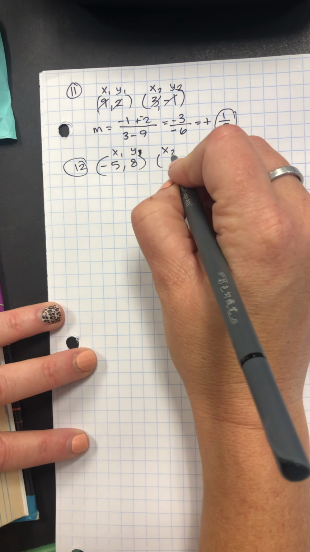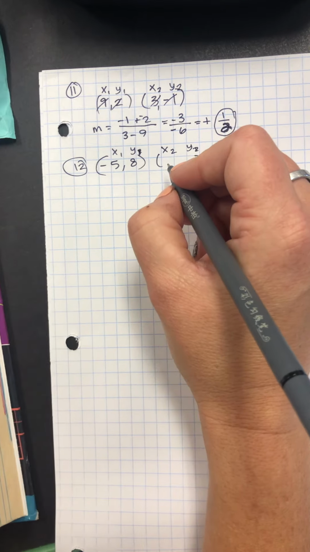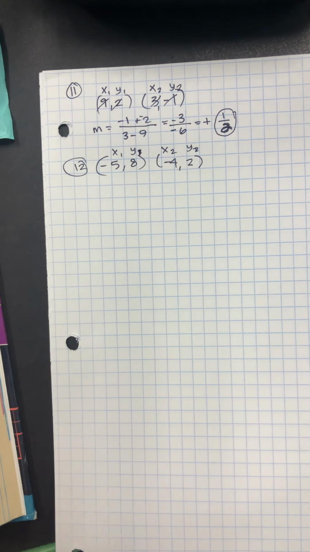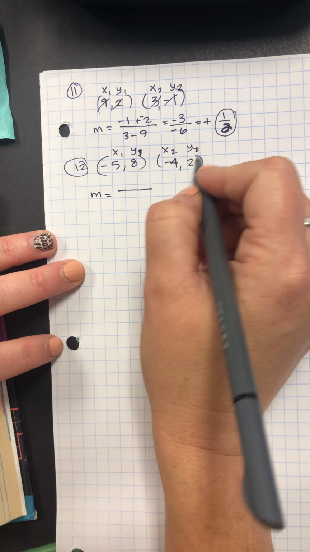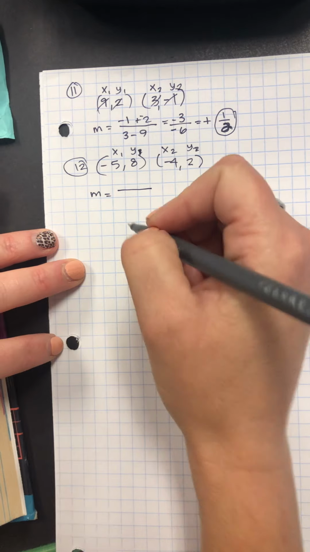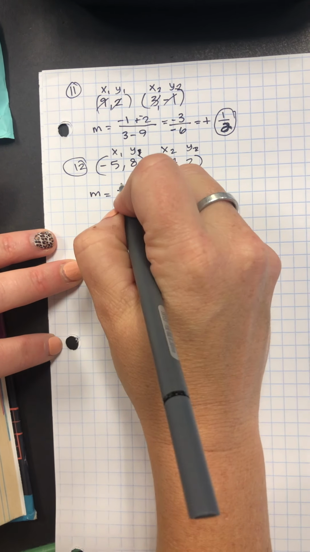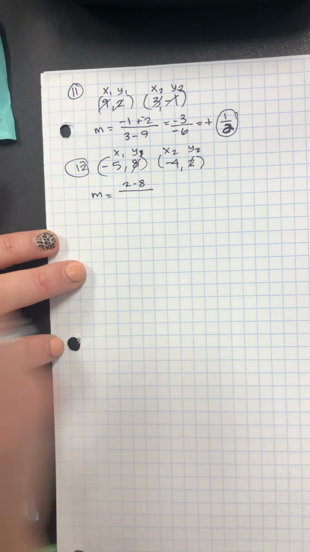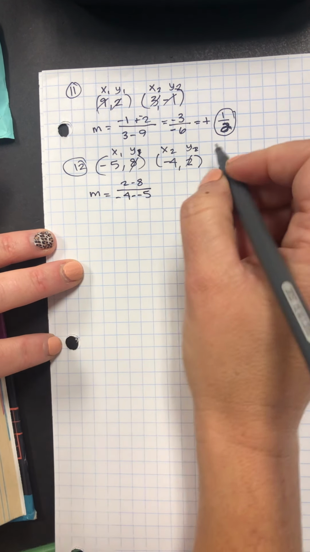-6 over 1. Okay, so we've got our x2 and our y2 is the second point, which was -4 and 2. That's the one that we start with when we build our formula. So who will help me build the top? Go ahead, Delaney. 2 minus 8. And then the bottom? -4 minus -5.